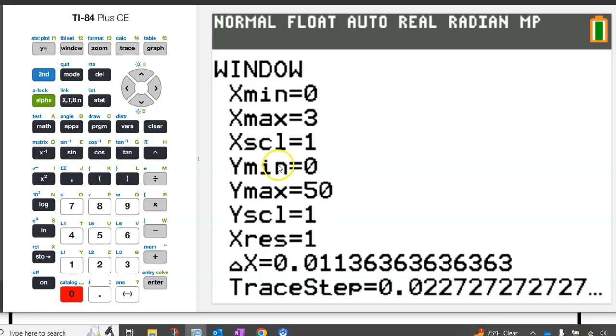I'm not exactly sure what the maximum time it needs to be. In other words, how long before the rock is going to hit the ground. I'm going to just set that at 6 seconds. You can leave your x min and your y min at 0 because the time will not go into negative time and the ground is 0. We won't be going below that. So let's hit graph and see what we've got so far.